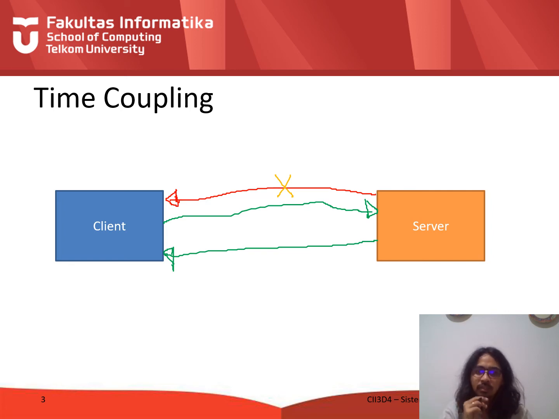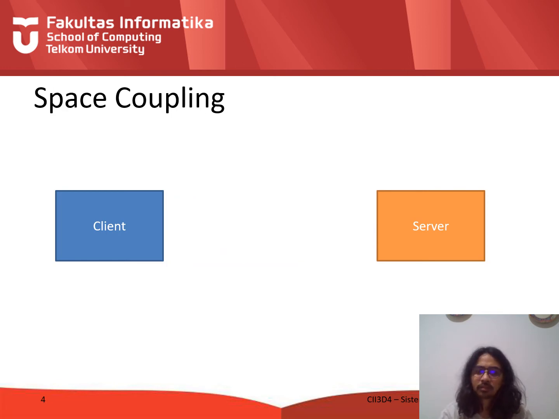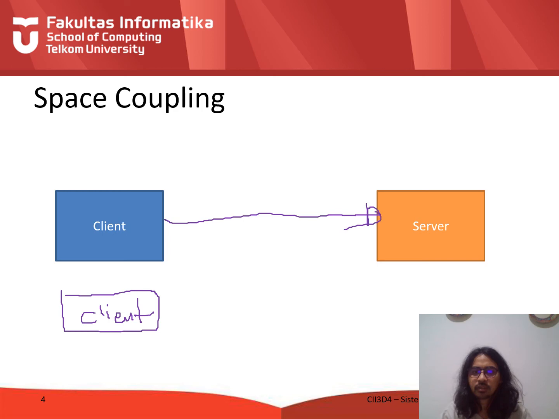Now we will discuss the space coupling problem. The space coupling problem is more about the physical dimension of the client and the server. Usually, we can have many clients but not many servers. For example, there is one server and there are many clients here, and all of them request something from the server, and the server will respond to all of them one by one.